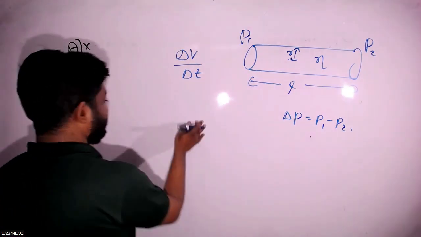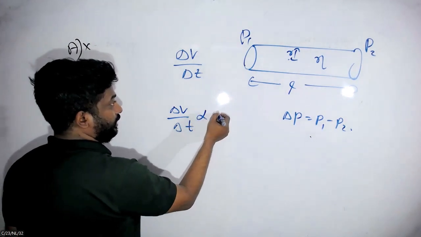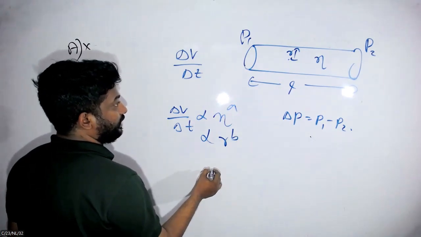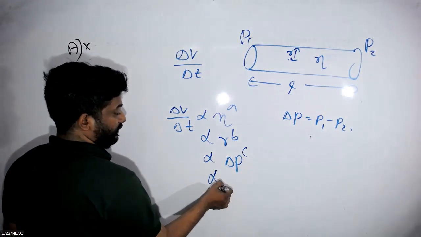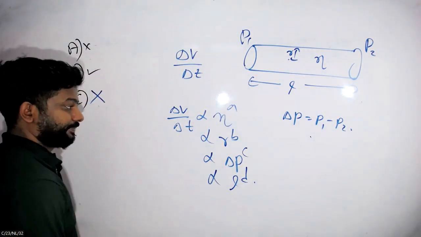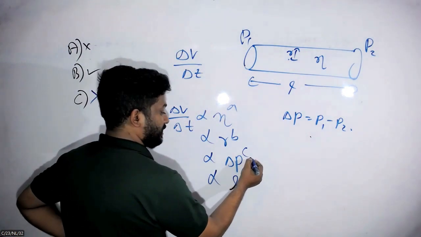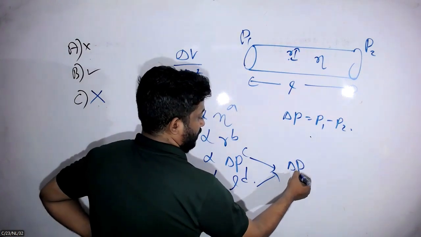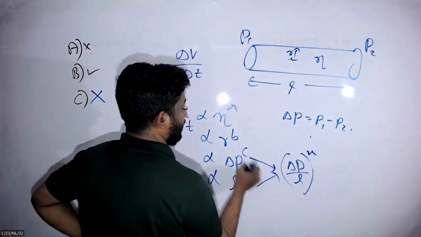Right. Then here you have derived the relation. Delta V over delta T directly proportional to eta to the power A, R to the power B, delta P to the power C, and L to the power D. Puthe, here you could not derive with all four physical quantities. But you can reduce these two physical quantities into a single physical quantity called pressure difference per unit length, pressure gradient. Then you can derive the relation by using these three terms.